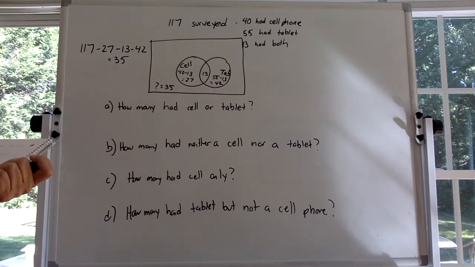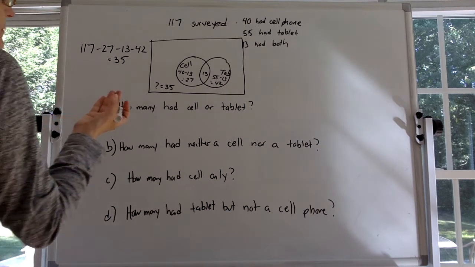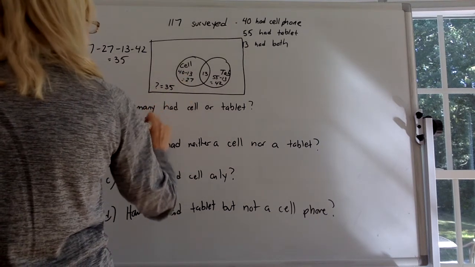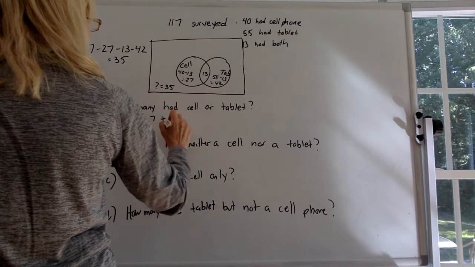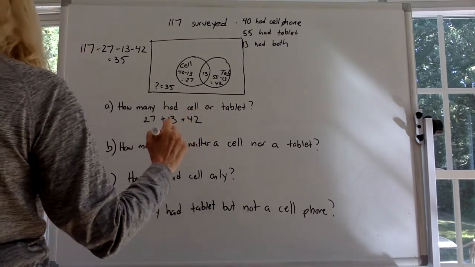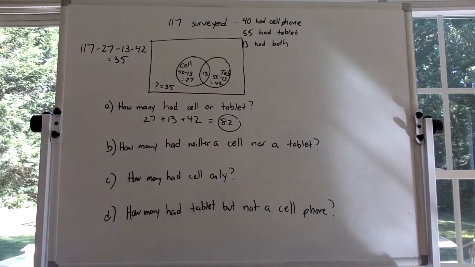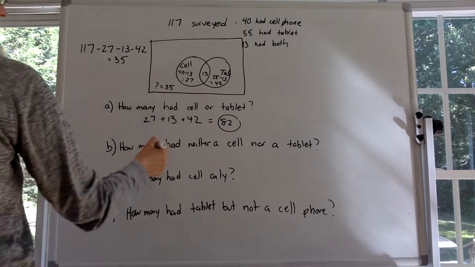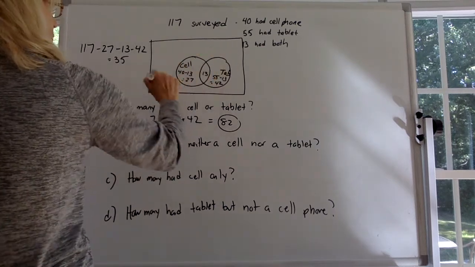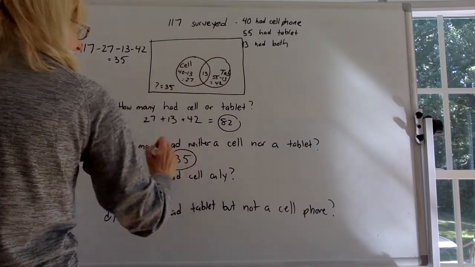So let's start answering the questions by using our Venn diagram. How many had a cell or a tab for part A? A cell or a tab? Well, that's the 27 that just had the cell, the 13 that had both, and the 42 that had just the tab. So I think if you add that up, you get 82. How about part B? How many had neither a cell nor a tab, didn't have either one? Guess what? That's that area outside the two circles. That's the 35 that we just figured out.